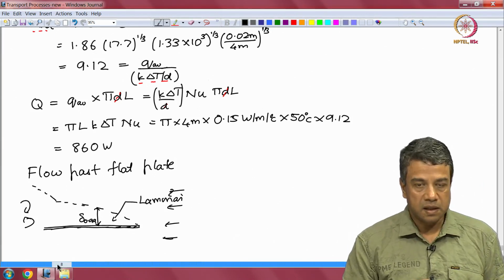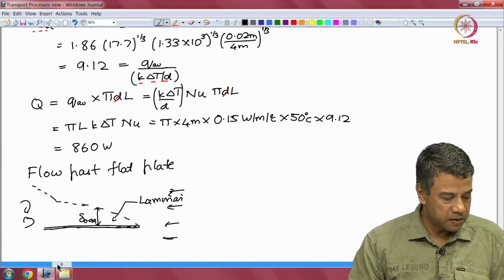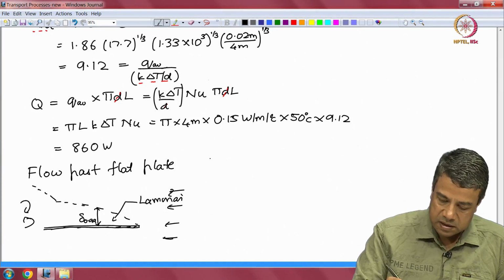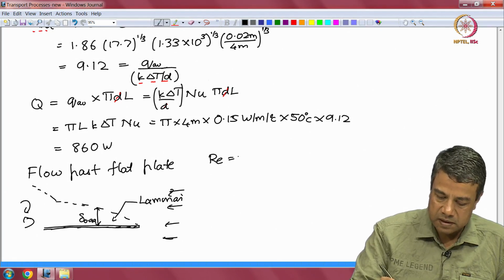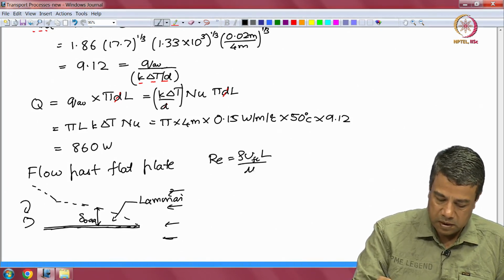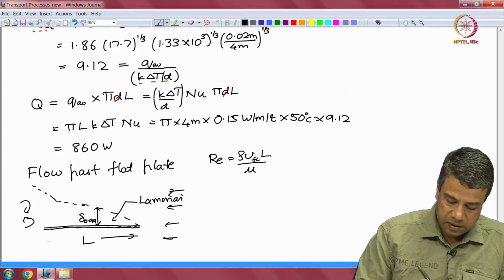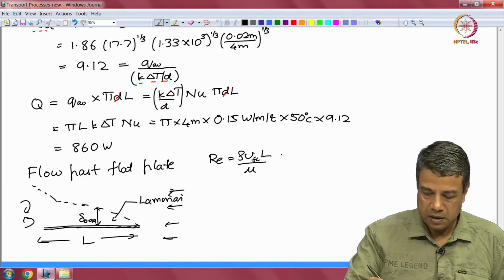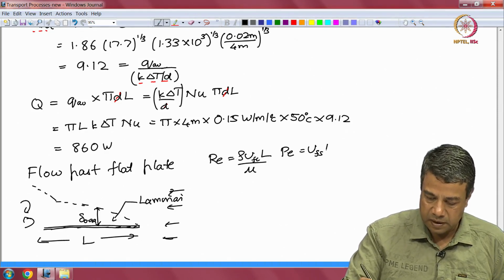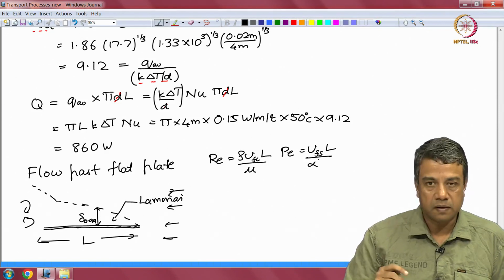In this case, the heat and mass transfer correlations depend upon whether the flow is laminar or whether the flow is turbulent. The Reynolds number is defined as rho V free stream L by mu, based upon the total length of the plate. And the Peclet number is equal to V free stream L by alpha, or L by D.